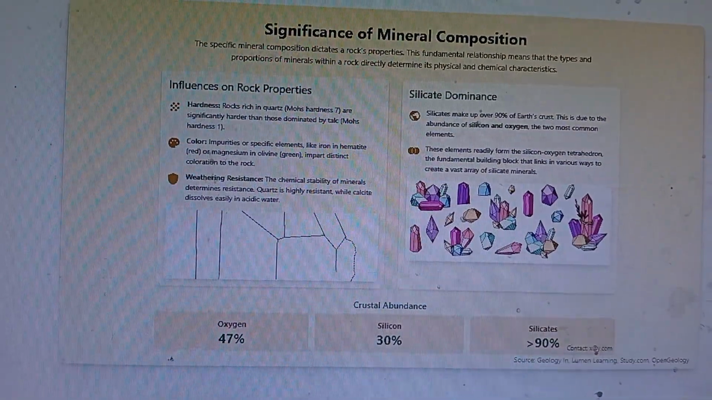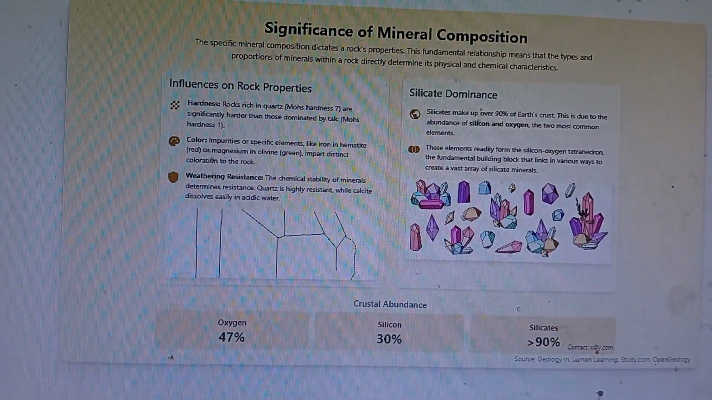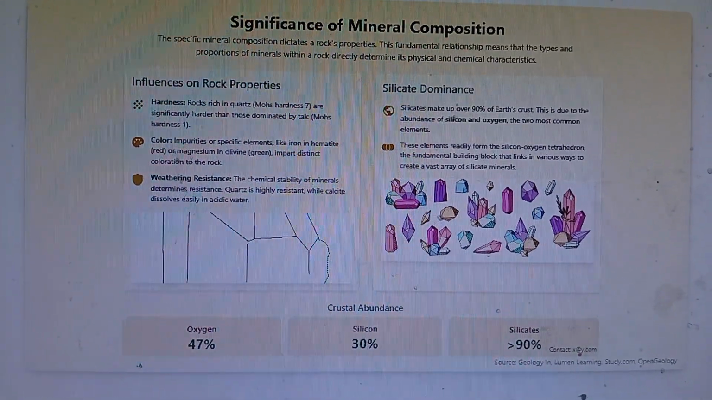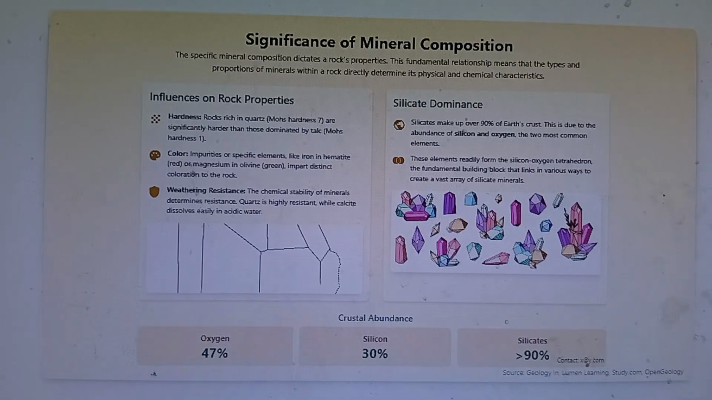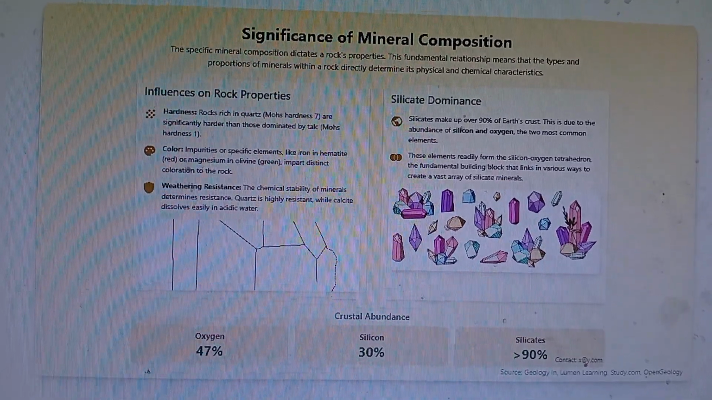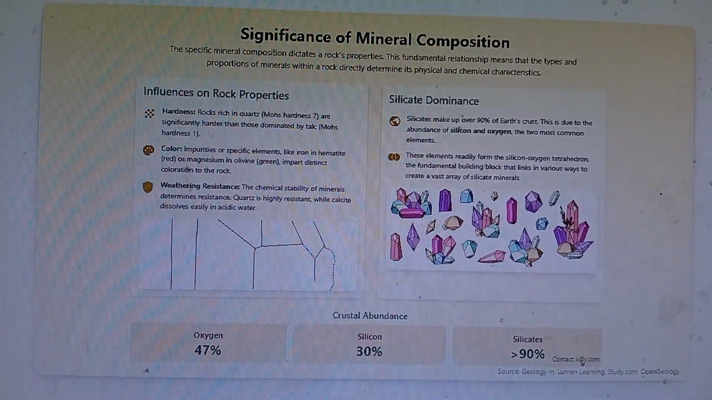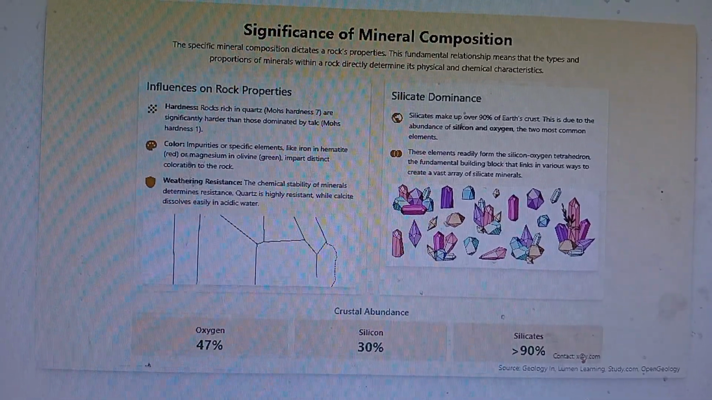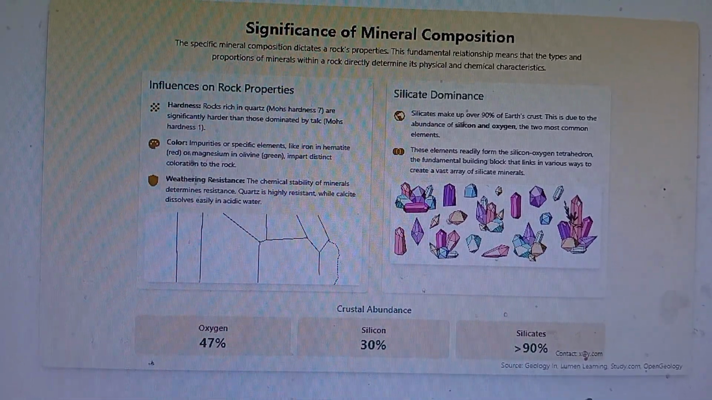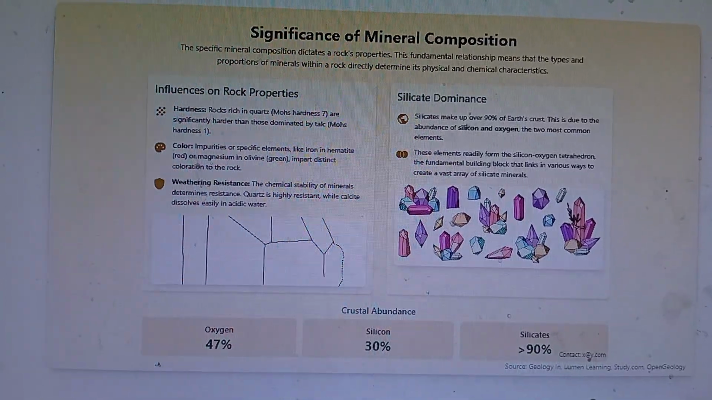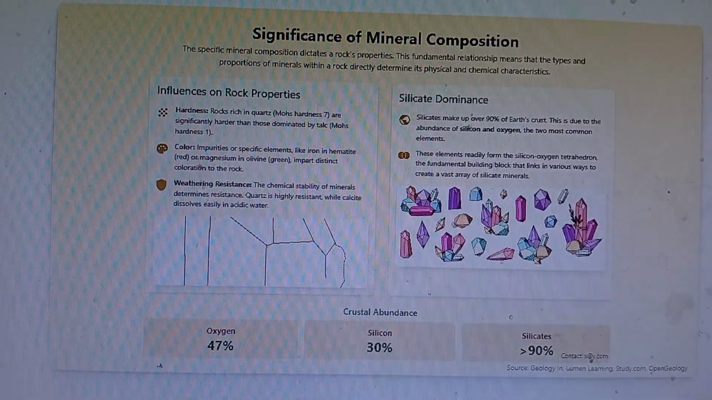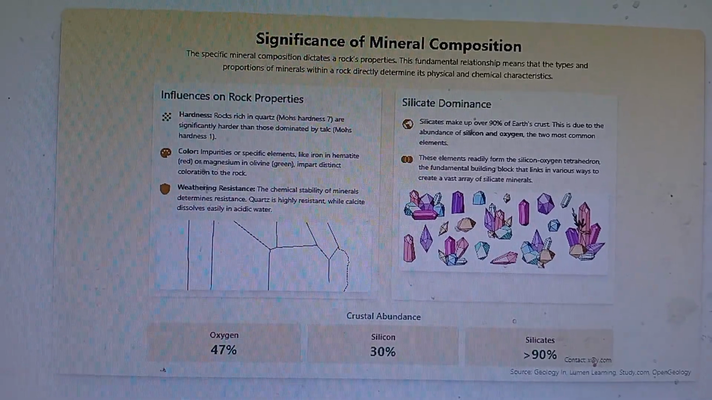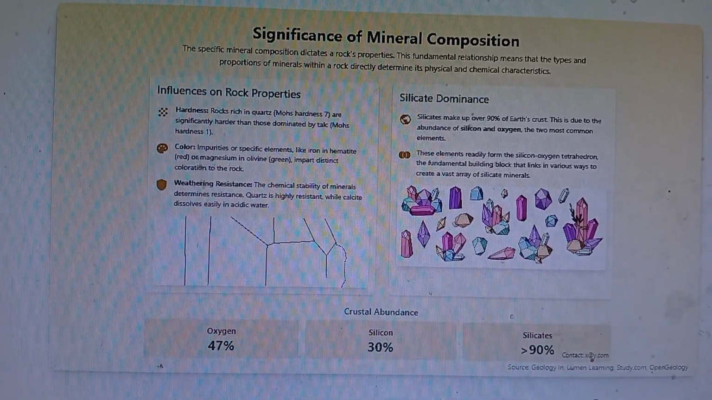Mineral composition fundamentally determines every rock's physical and chemical properties. The types and proportions of minerals directly influence characteristics like hardness, color, and weathering resistance. For example, quartz-rich rocks achieve significantly greater hardness than talc-dominated formations, while iron impurities in hematite create distinctive red coloration. Chemical stability varies dramatically. Quartz resists weathering exceptionally well, whereas calcite dissolves readily in acidic conditions.